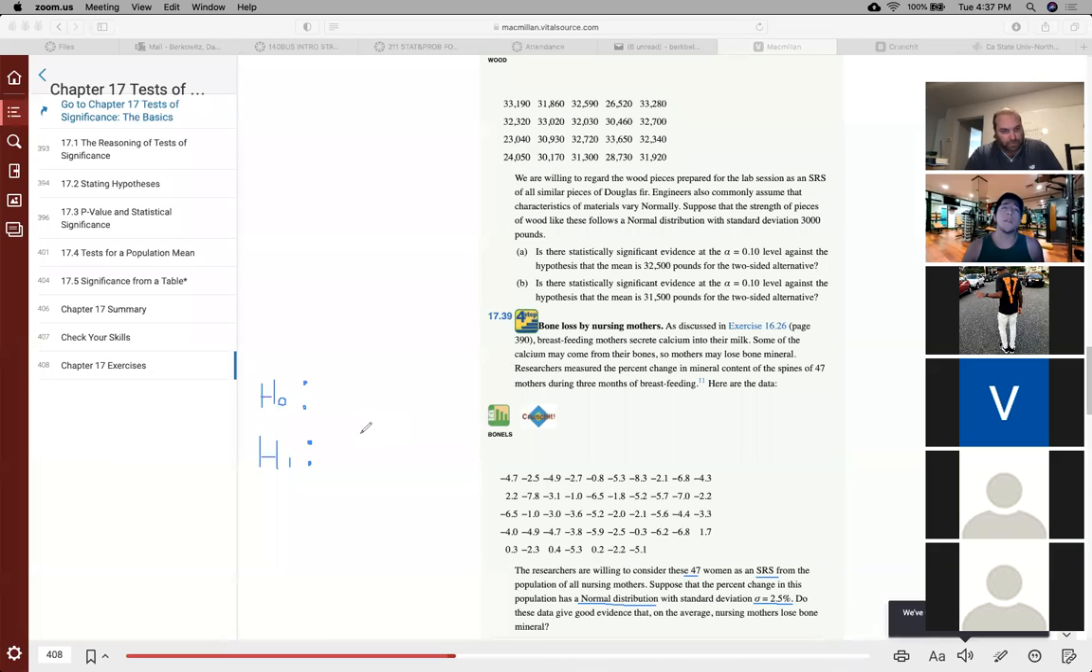Do you want numbers or just a statement? Statements. That will have numbers in them. In this case, you want evidence to not reject nursing mothers losing bone mineral. Okay, but now state that as a mathematical sentence.